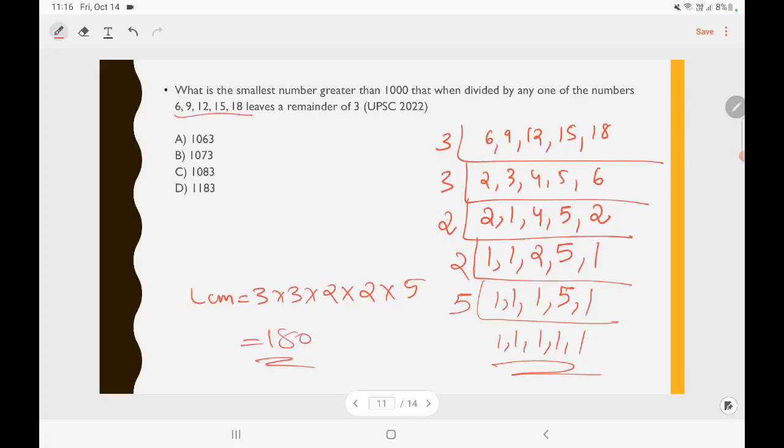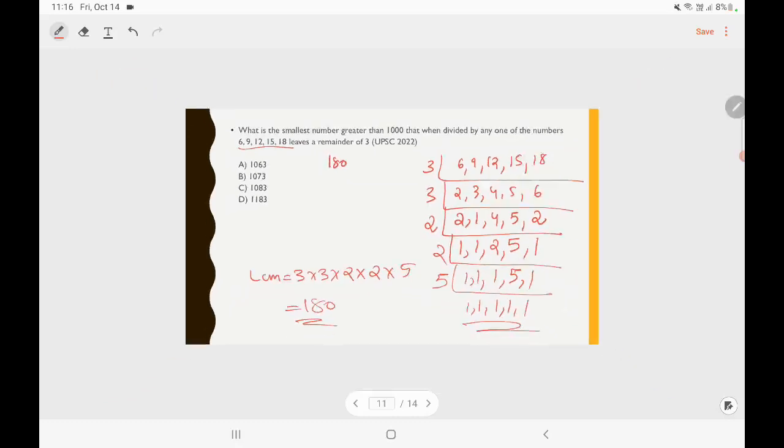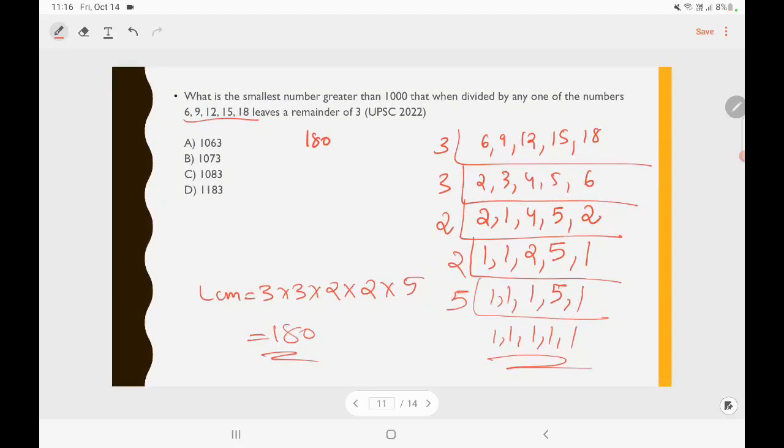So you need to find out a number which is greater than 1000, which is a multiple of 6, 9, 12, 15 and 18. When I told you the concept of LCM, I told you that in order to find out the common multiple between a given set of numbers, first you need to find out the LCM, and then you need to multiply the LCM with a number, right?